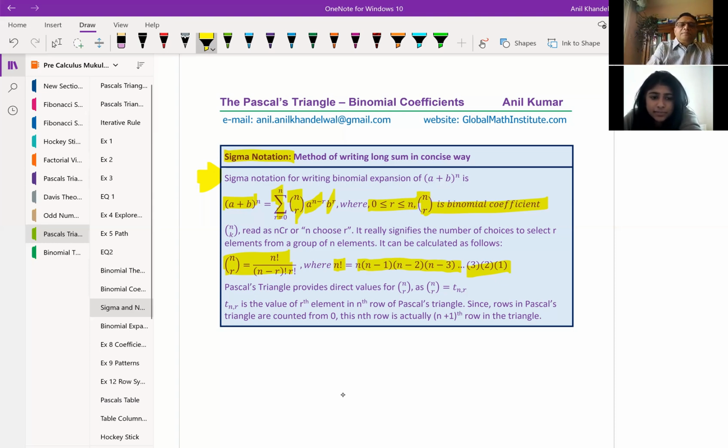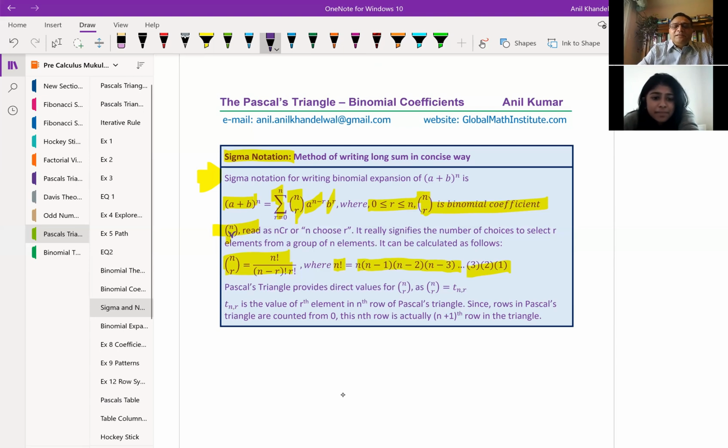Perfect. Continue. Yeah. So n choose k, read as nCr or n... Yeah, it should be r. Oh yeah. It really signifies the number of choices to select r elements from a group of n elements. So it can be calculated as follows. So that's the formula. n choose r equals n factorial over (n minus r) factorial times r factorial, where, like you said, n factorial is the product of natural numbers up to n.